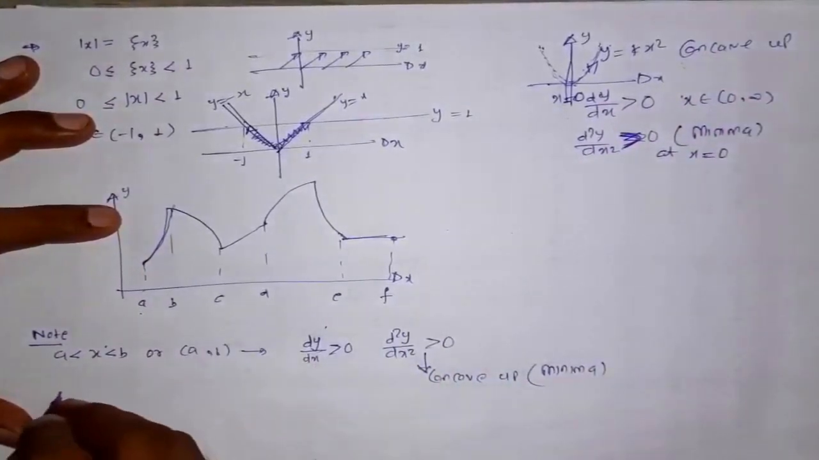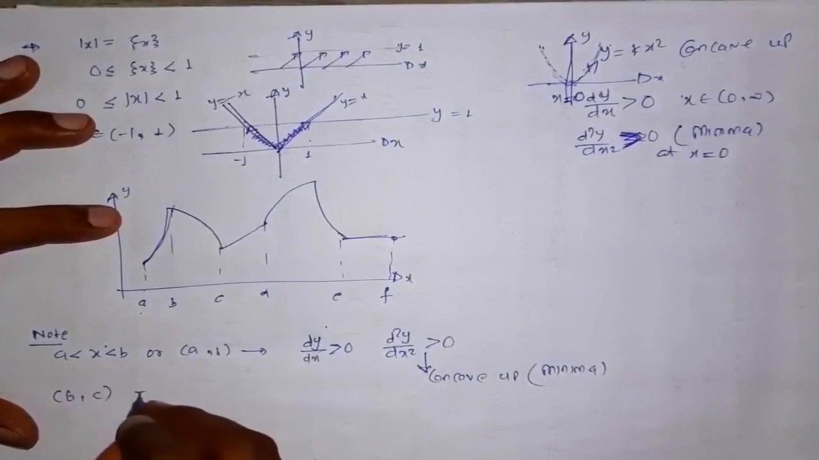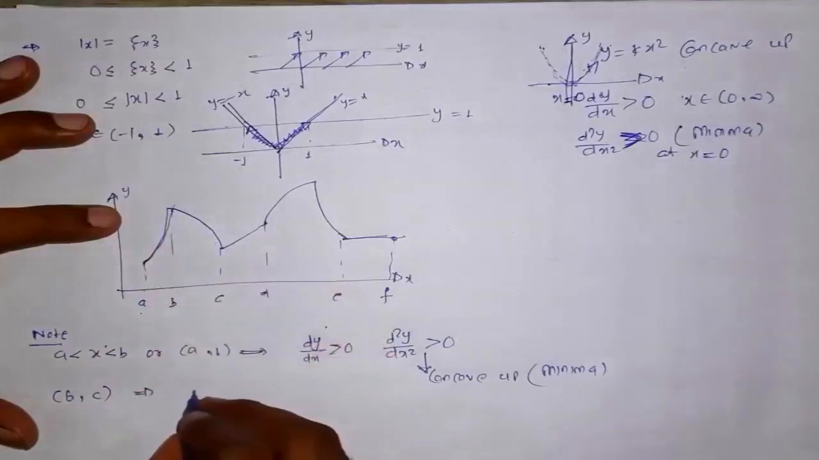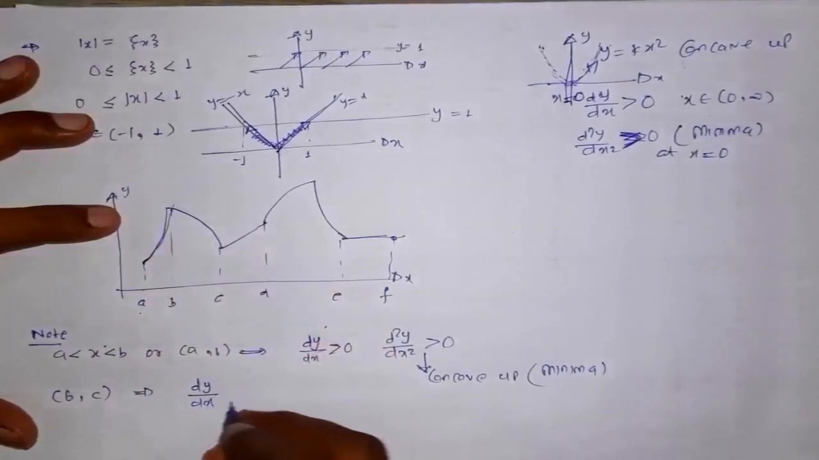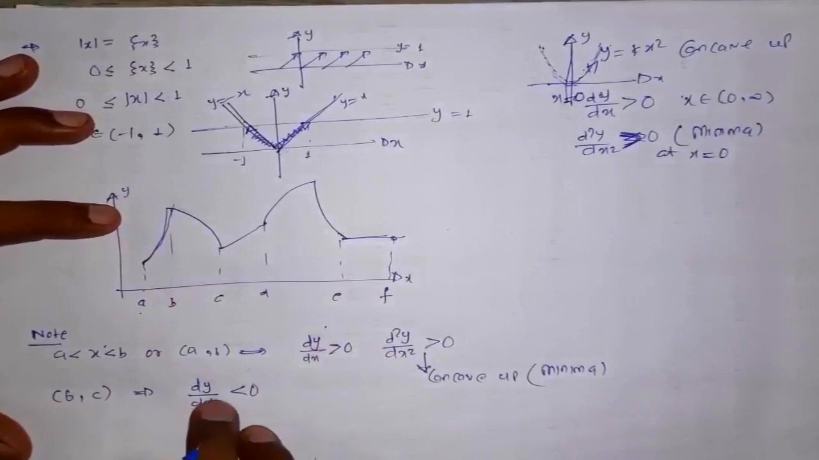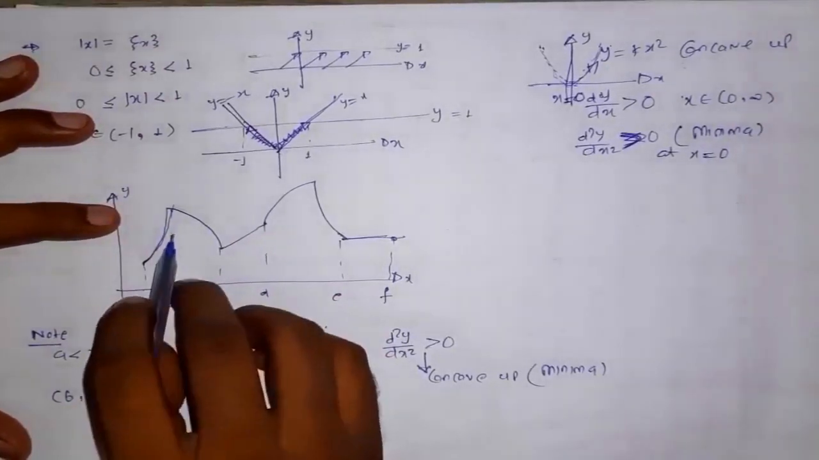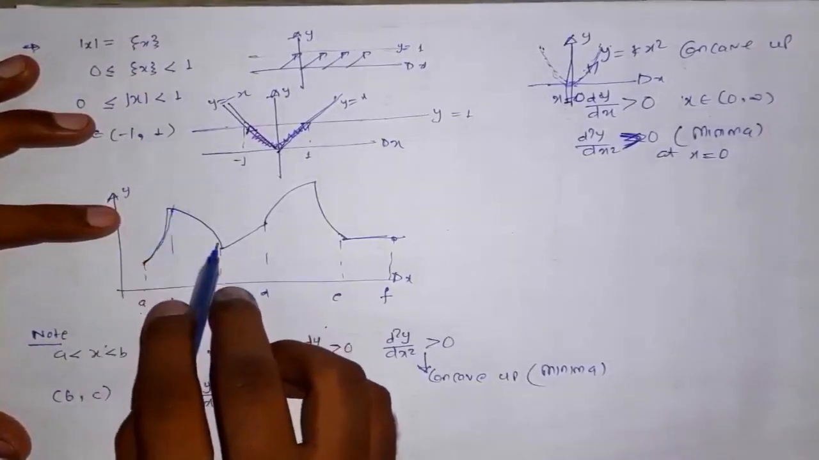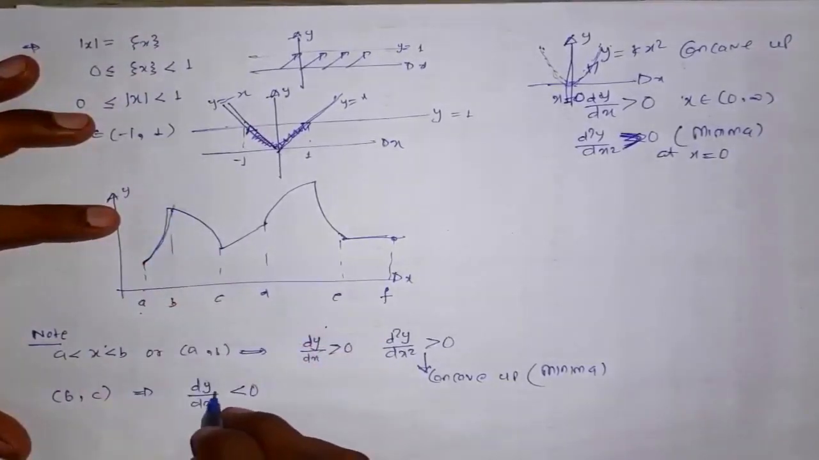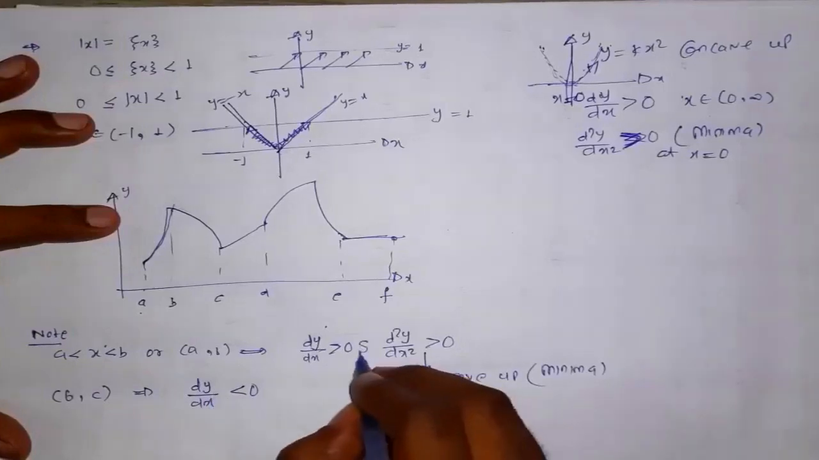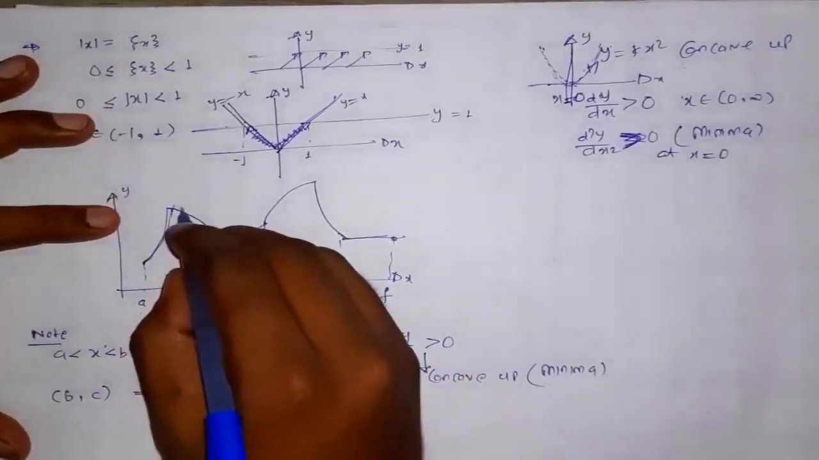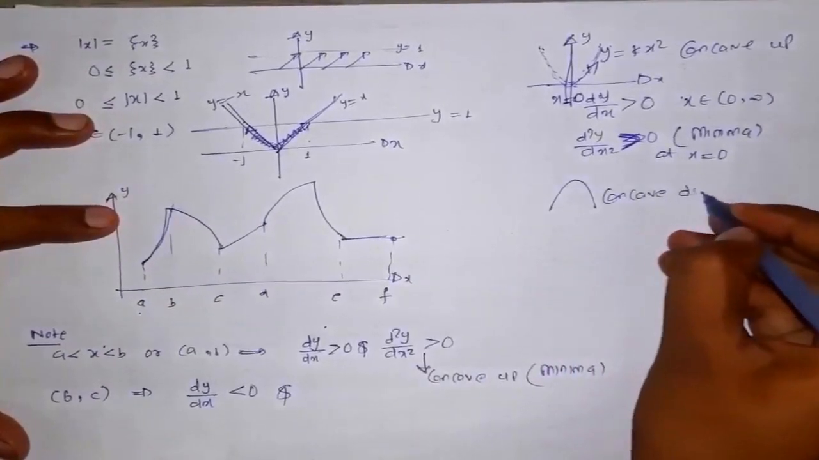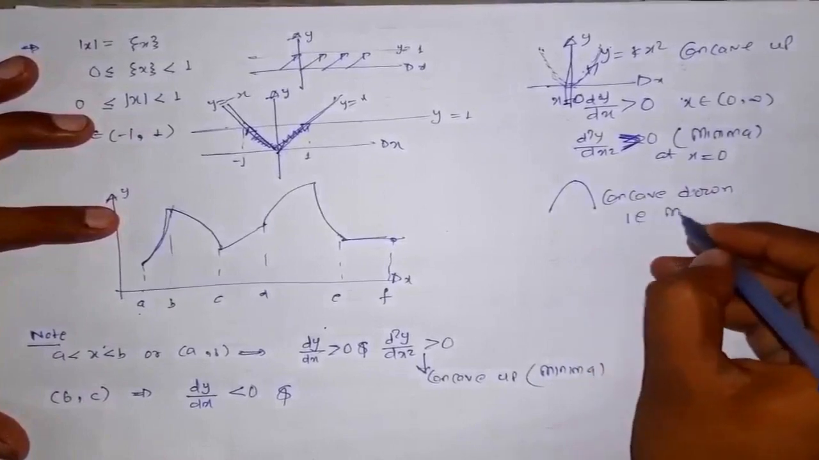Okay. For B to C, what will happen? This function is strictly decreasing. That means dy by dx will be negative. If a function is strictly decreasing, it means that if we increase the values of x from B to C, the value of y is decreasing. So dy by dx will be negative. And here this is concave down, like this, concave down. That means a maximum.